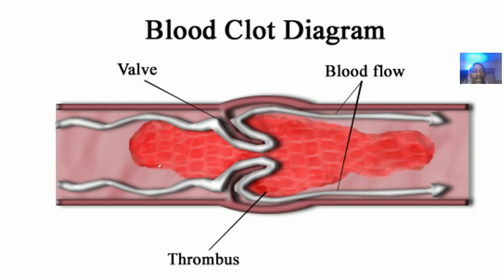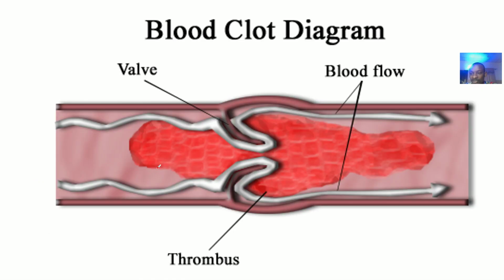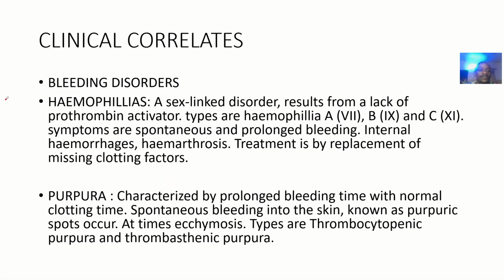Now we have spoken about testing for the clotting time. Now let's talk about what the clinical conditions are if your clotting time is delayed or absent. Clinical correlates are also known as bleeding disorders, because your bleeding is not being controlled the right way. We have hemophilias. Hemophilia is a sex-linked disorder resulting from the lack of prothrombin activator. If this prothrombin activator is lacking, prothrombin will not be converted to thrombin.